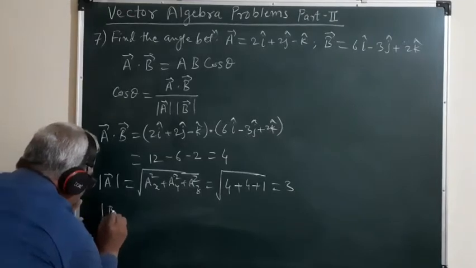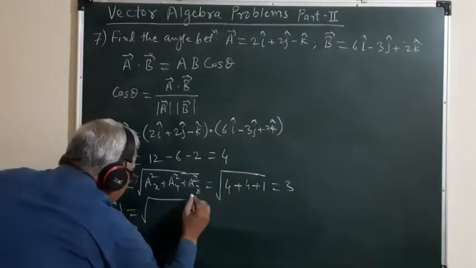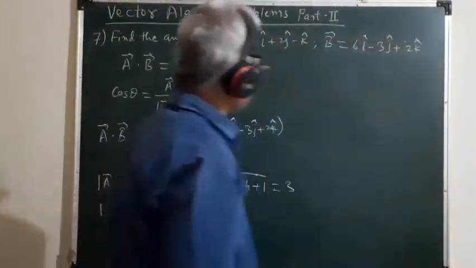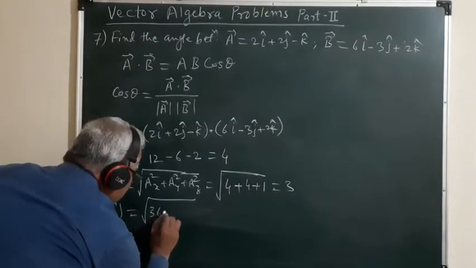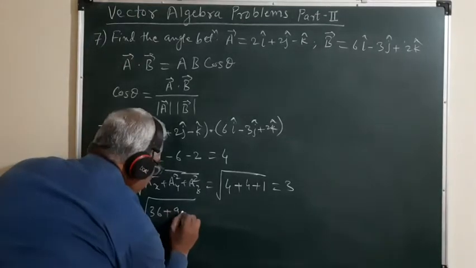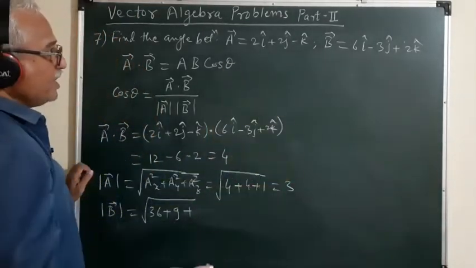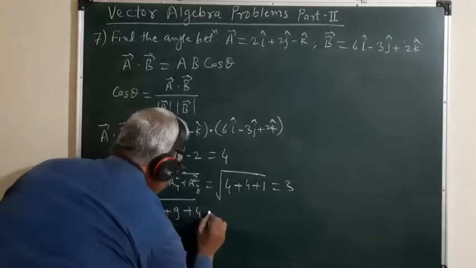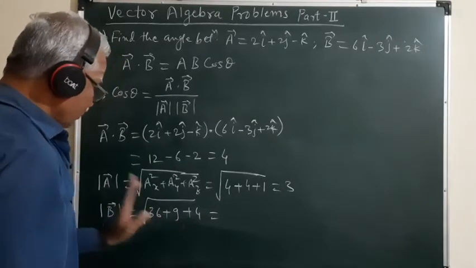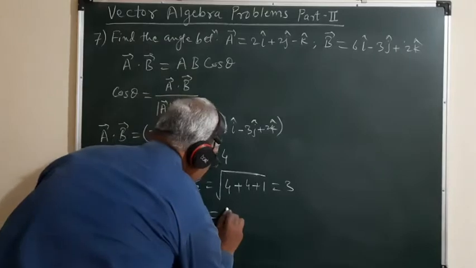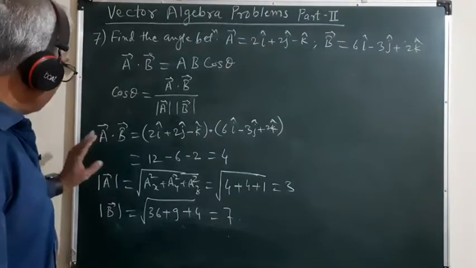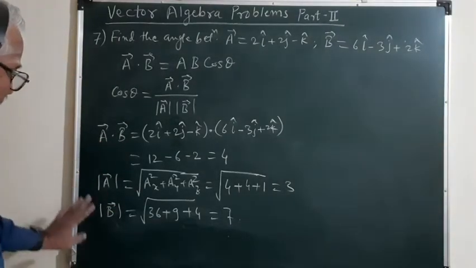Similarly, we can evaluate mod B bar, which is equal to under root bx square plus by square plus bz square. Bx is 6, its square is 36, plus by is minus 3, its square is plus 9, plus bz is 2, its square is 4. So this is equal to 36 plus 9 plus 4 is 49. So root 49 is 7. So we have obtained A bar dot B bar, mod A bar and mod B bar.